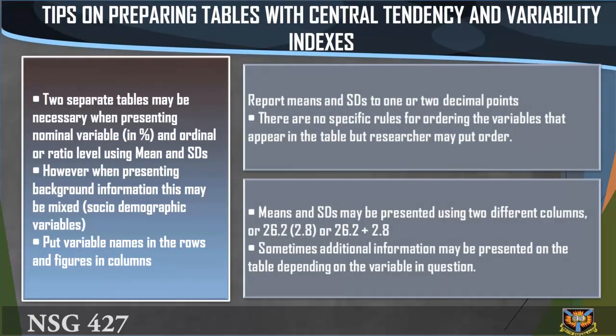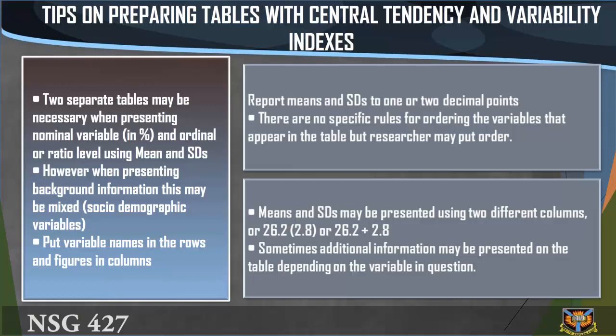Tips on preparing tables with central tendency and variability index. Two separate tables may be necessary when presenting nominal variables, that is, index percentage, and ordinal or ratio level mean using mean and standard deviations. However, when presenting background information, this may be mixed or socio-demographic variables. Put variable names in the row and figures in columns. Report means and standard deviations to 1 or 2 decimal points. There are no specific rules for ordering the variables that appear in the table, but the researcher may put order.